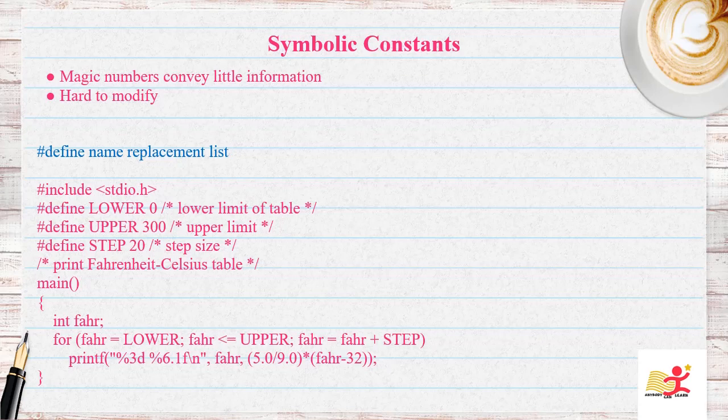So you can see in the program given here, lower, upper, and step are now symbolic constants. They are not variables, so they do not appear in declarations. You don't have to declare them. Symbolic constant names are conventionally written in uppercase, so they can be readily distinguished from other variable names, and there is no semicolon at the end of a #define line. So this program functions in the same way as before. The only thing is the magic numbers are replaced by the #define names.